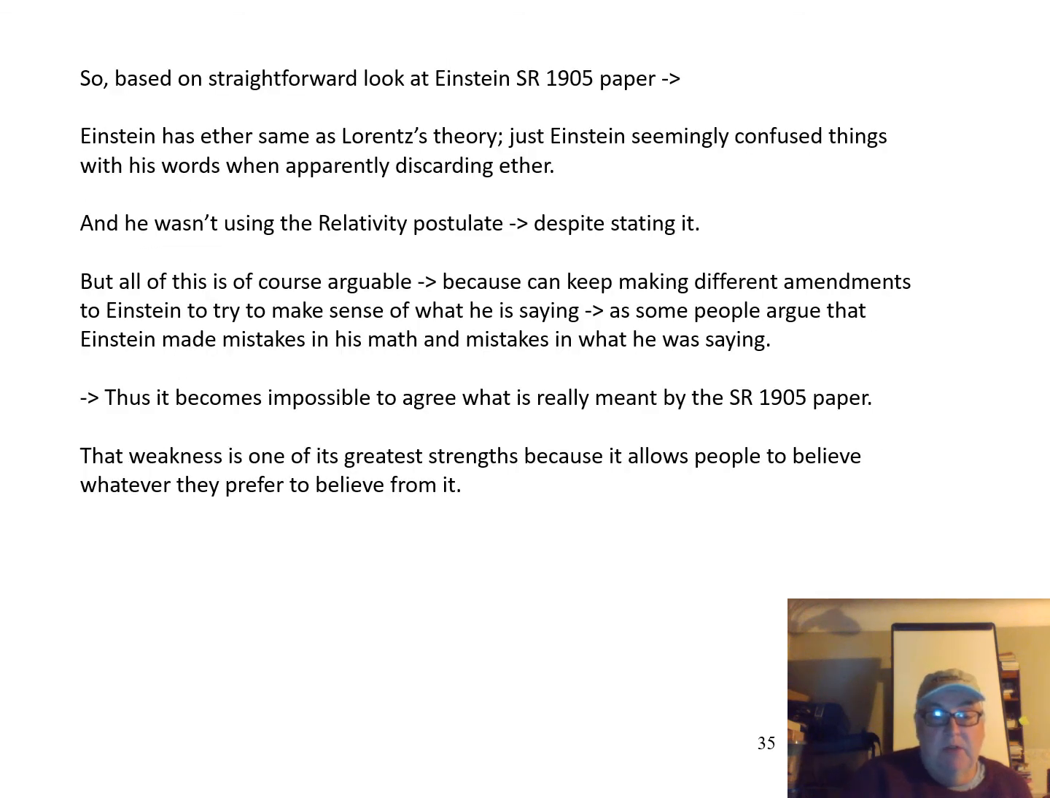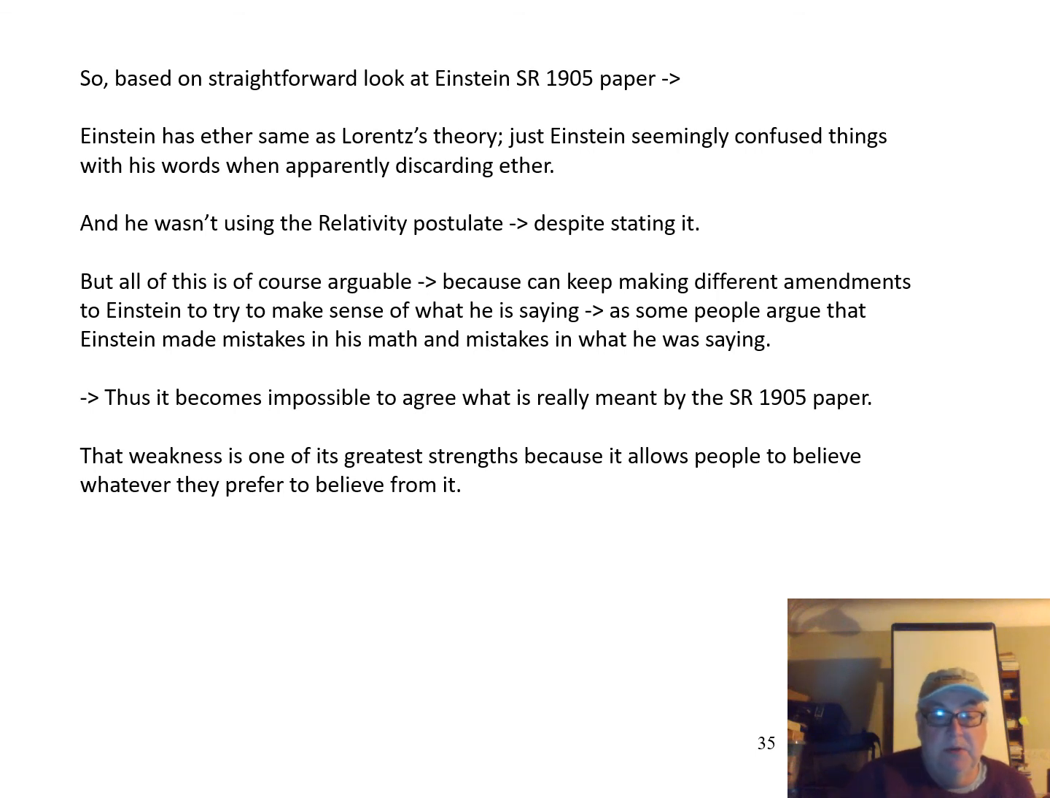So based on a straightforward look at Einstein's Special Relativity 1905 paper, Einstein has an ether frame, the same as Lorentz's theory, just Einstein seemingly confused things with his words when apparently he was discarding the ether, and he wasn't using the relativity postulate despite stating it. When you're using a preferred frame, you're not treating all the frames the same. So bringing in an ether frame, you're not using the relativity postulate.